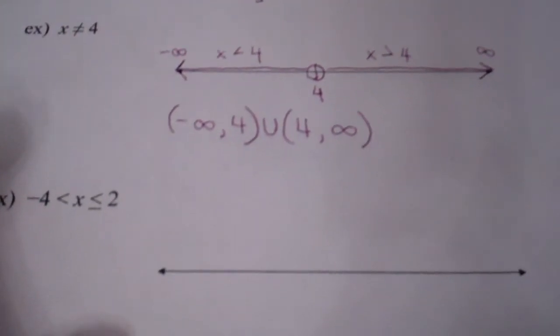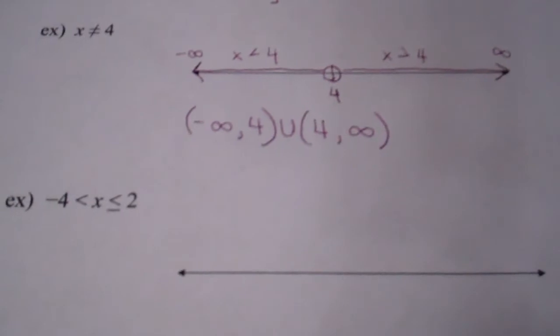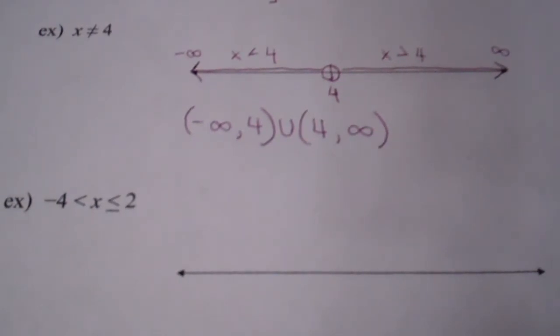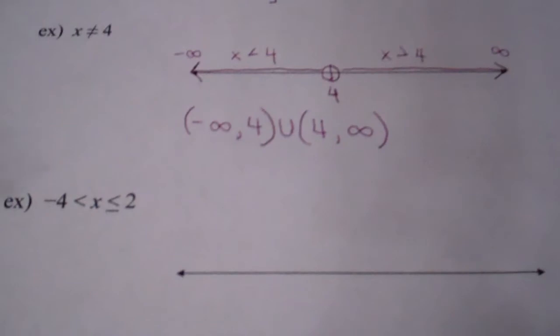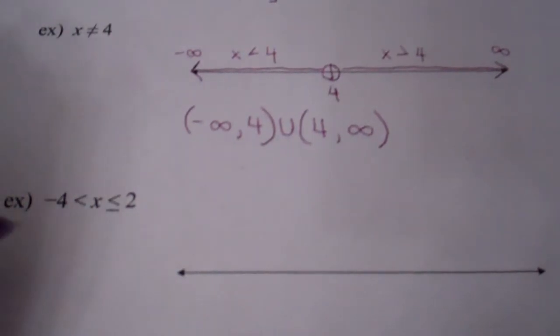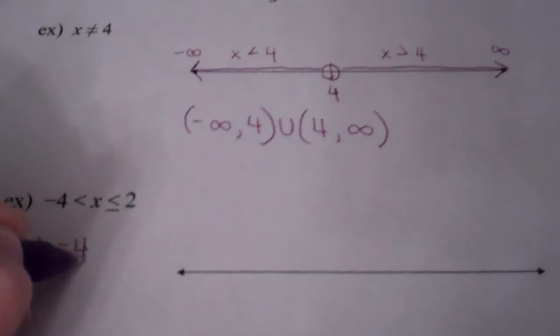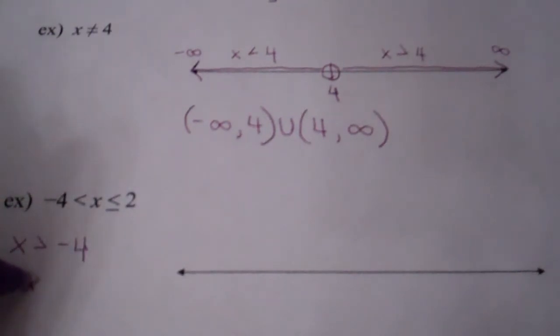Okay, and the last example, this is a double inequality, and this inequality can be written in 2 ways. I like to use the double because I think it is pretty intuitive. Basically, all the numbers between -4 and 2 is what we're trying to describe. You could also separate it into 2 parts. If you did that, this would be all the numbers that are greater than -4 and at the same time less than or equal to 2.